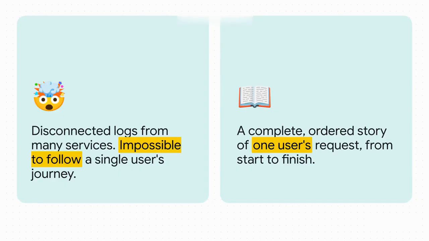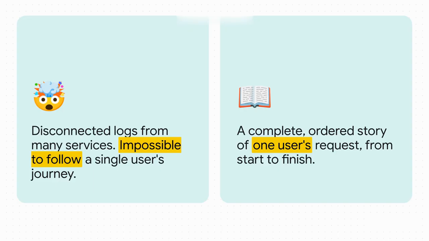And this right here just perfectly illustrates the difference it makes. Before you have a correlation ID, it's just chaos, a massive jumbled mess of disconnected log entries. It's impossible to follow one user's journey. But after, with that ID, you can just filter everything, and suddenly you have a complete ordered story of one user's request from start to finish.